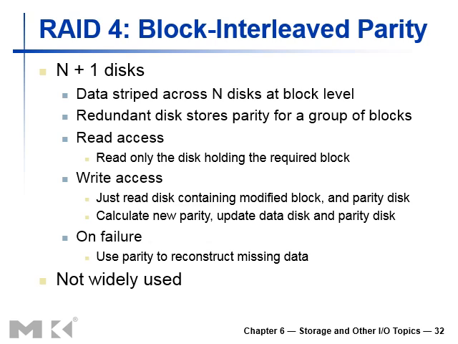Coming to RAID 4, it introduces the concept of block interleaved parity instead of bit interleaved parity. We've got the same configuration here, n plus 1 disks, where the data is striped across n disks at block level, and the redundant disk stores parity for the group of blocks. Similarly, we would read only the disk holding the required block, and if there is a change in any block, we have to compute the parity and update it on the parity disk. Upon failure, we use that parity to reconstruct the missing data.